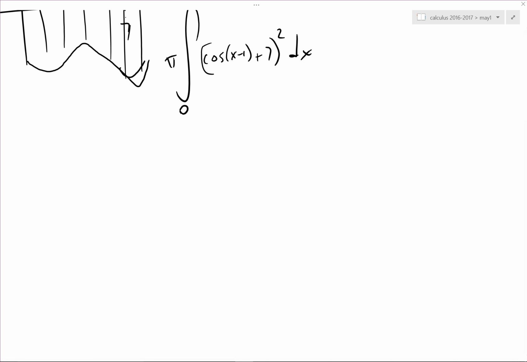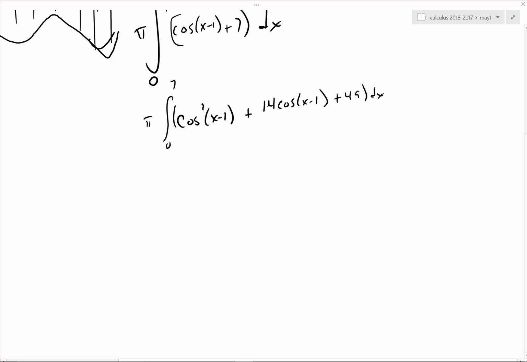Now, how would I attack this? Well, I'd FOIL it. This part here is easy. So 14 cosine x minus 1. If you're doing it, that's your u, and du is just your dx. And this is 49 over x.